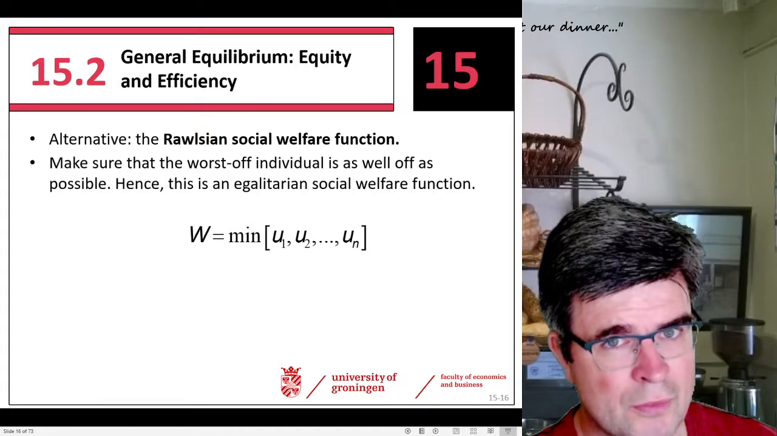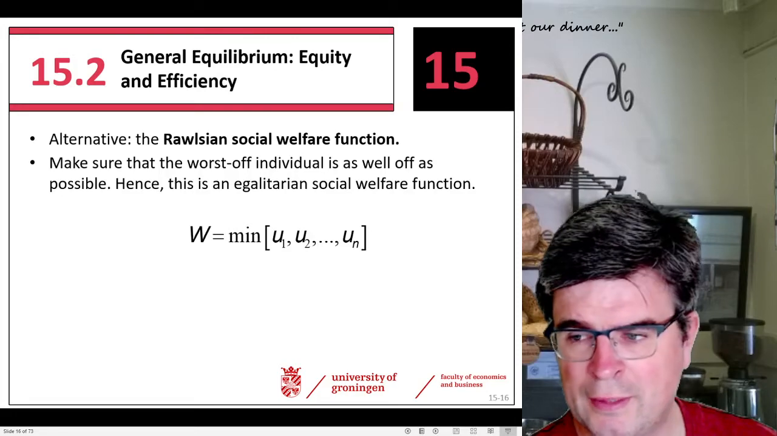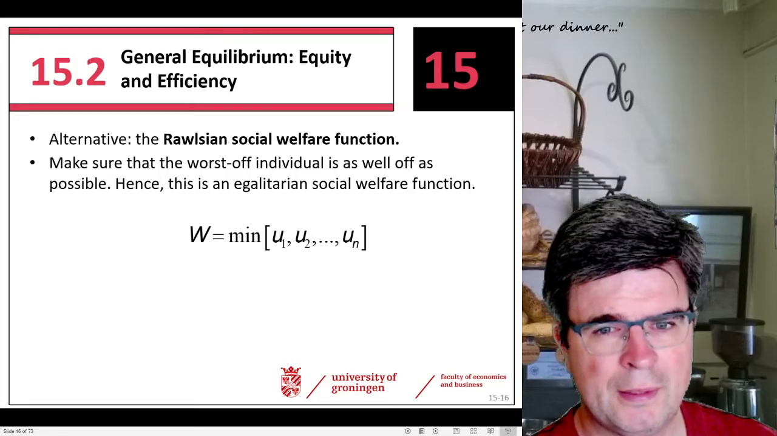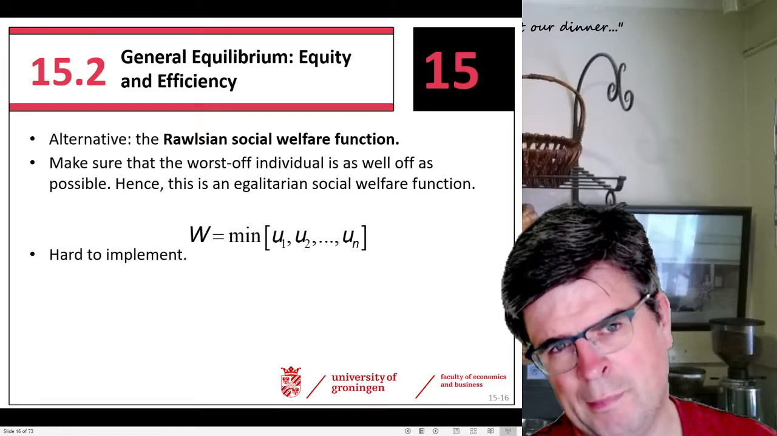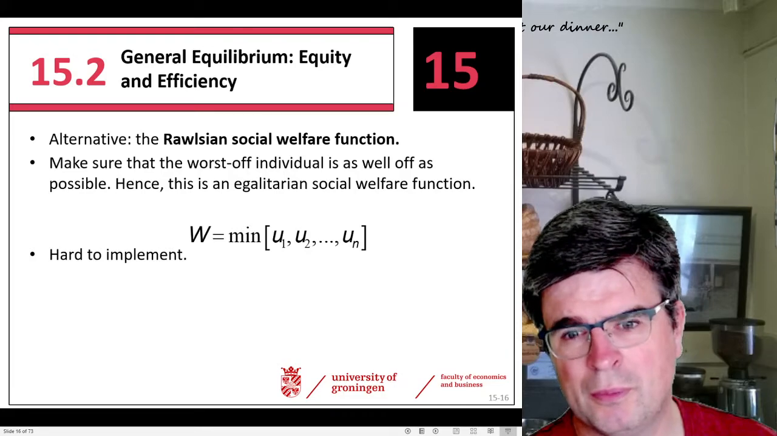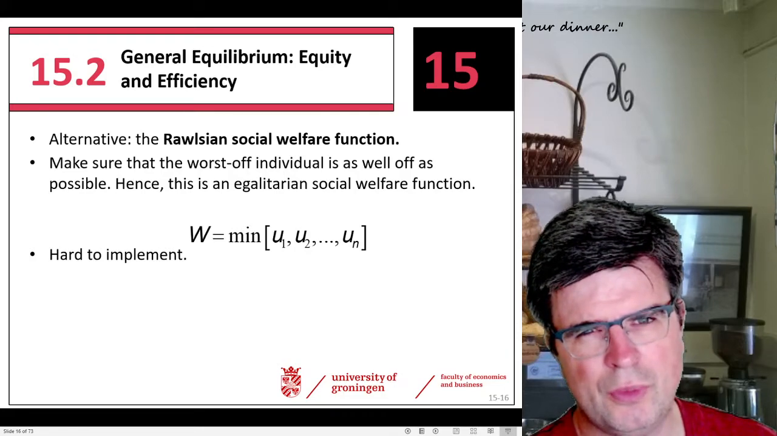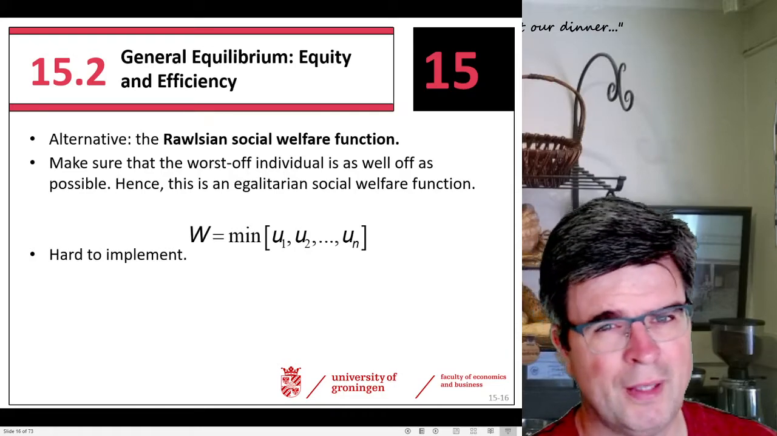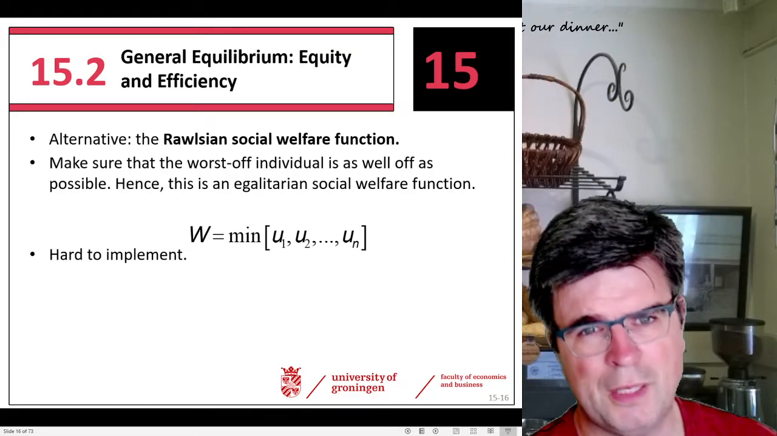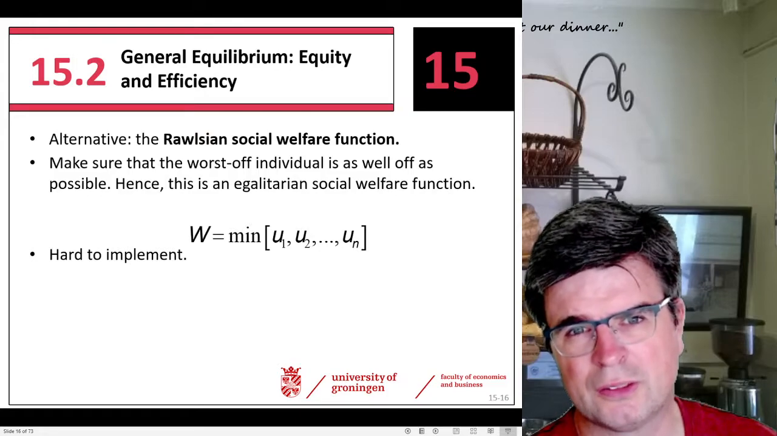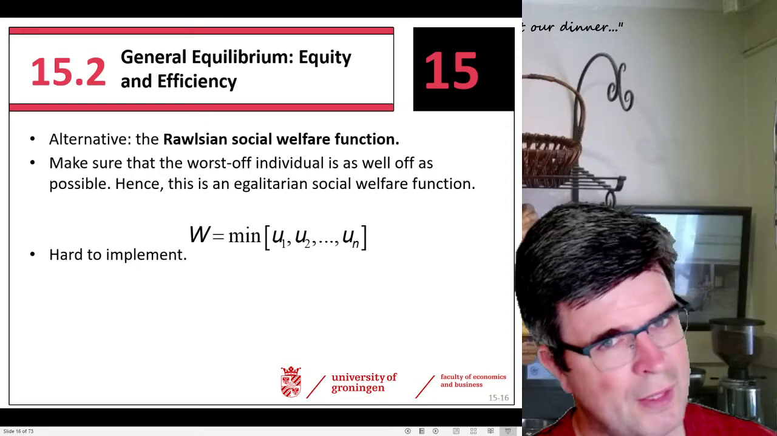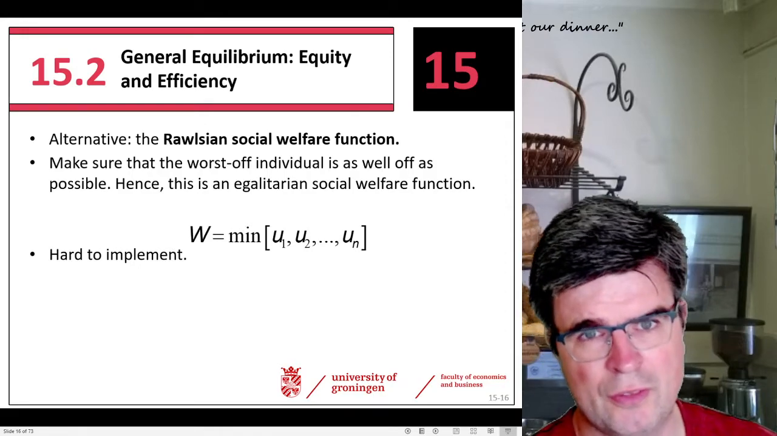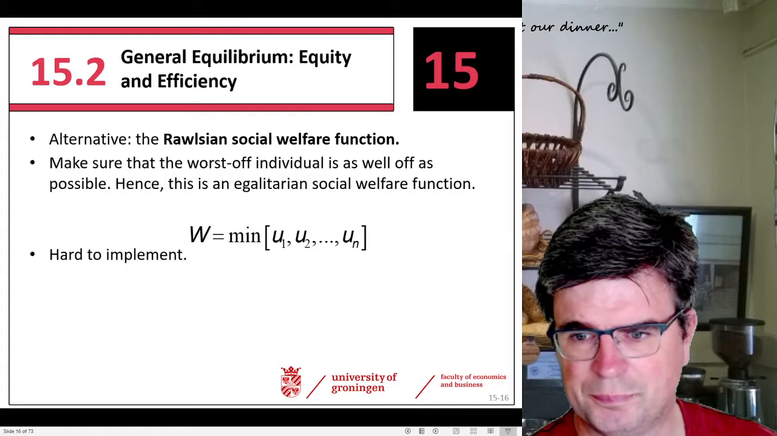So it may sound very attractive, but of course this one also has problems because it's very hard to implement. And why is it hard to implement? Well, you need to find an individual in society who is worst off, and only then you can try to improve social welfare. That may be a very daunting task in practice. But as a benchmark, it's good to keep the different social welfare functions in mind.